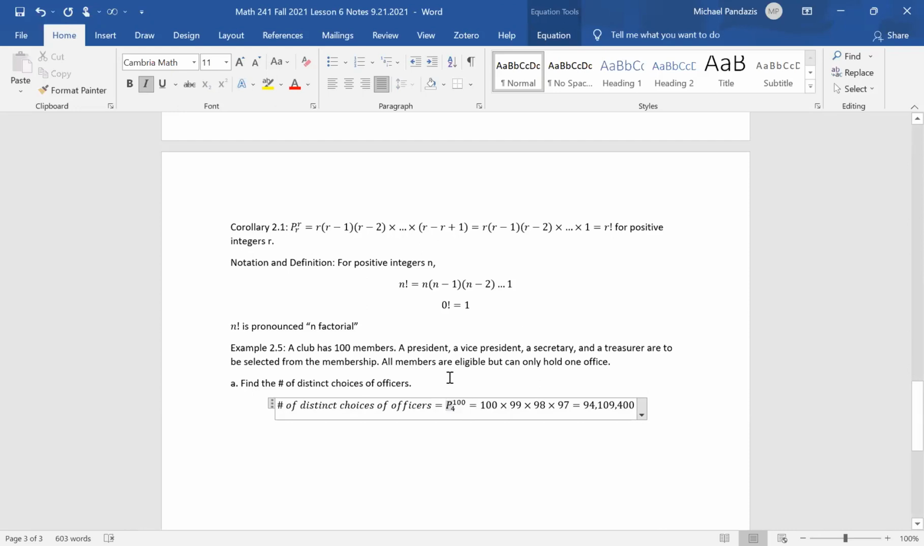Okay, so probably the best way to do this problem is to say the number of distinct choices of officers is 100P4. And then once I've done that, you just calculate it using the formula and you get 94,109,400.